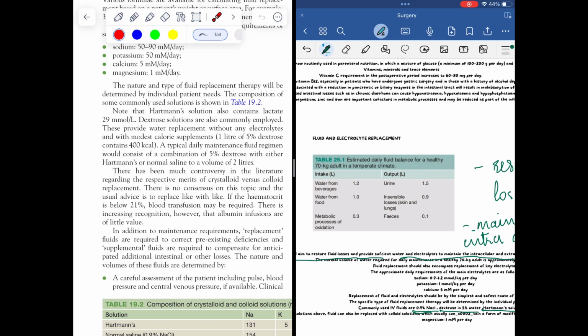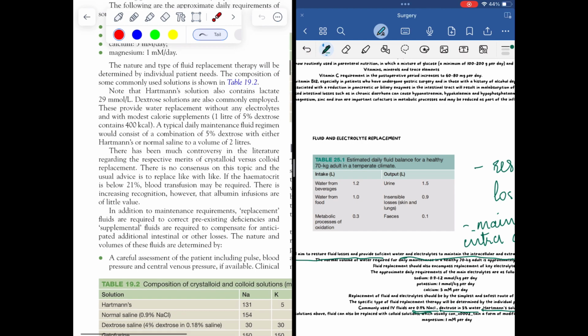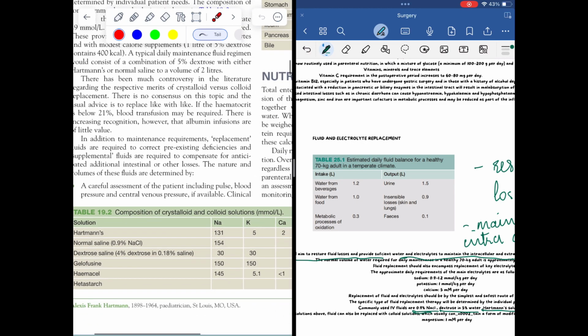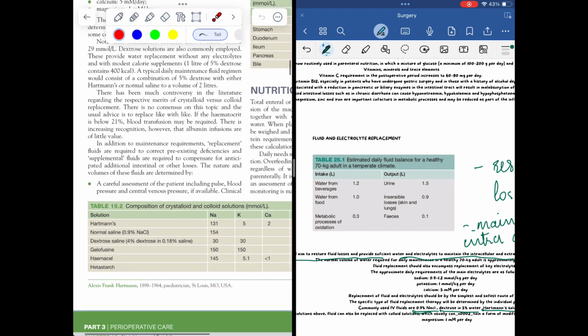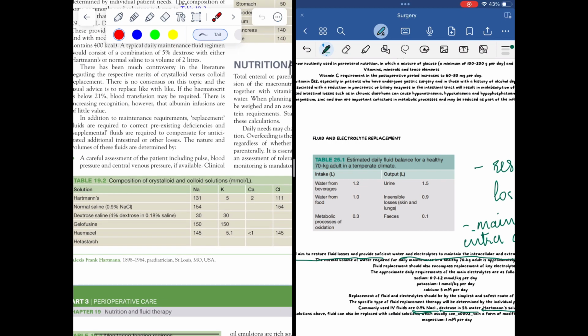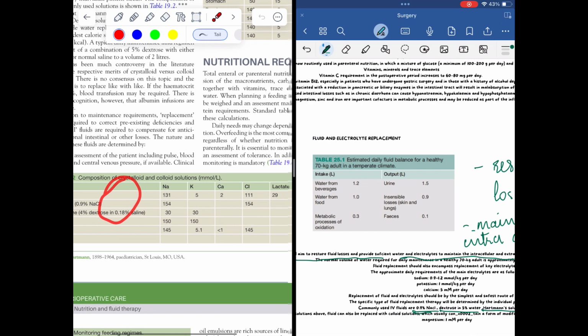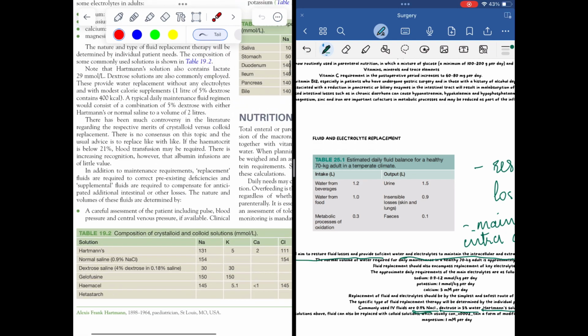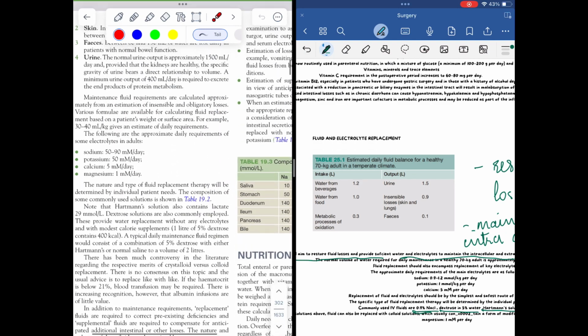So here in table 19.2 we have the composition, which is important. Hartmann solution: sodium 131 millimole per liter, potassium 5, calcium 2, chloride 111, and lactate 29. Normal saline: sodium 154, chloride 154. Dextrose saline: sodium 30, potassium 30. And gelfusin, hemacil, and hetastarch are the colloids.